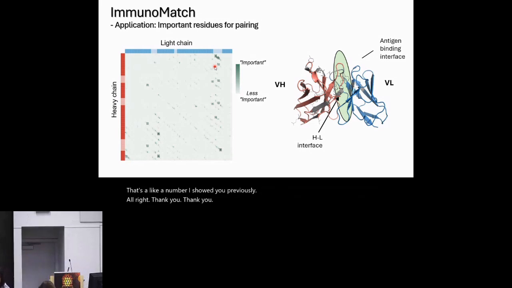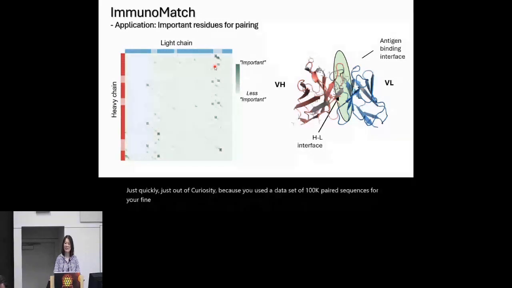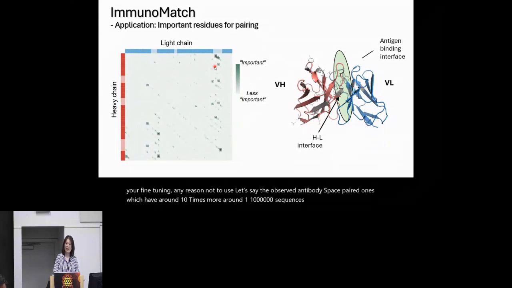Sorry, just one more quickly. Just out of curiosity, because you used the dataset of paired sequences for your fine-tuning, any reason not to use, let's say, the Observed Antibody Space paired ones, which have around 10 times more, around 1 million sequences?